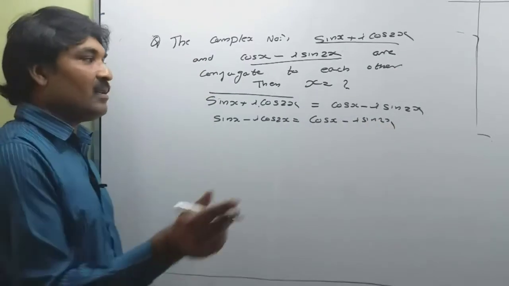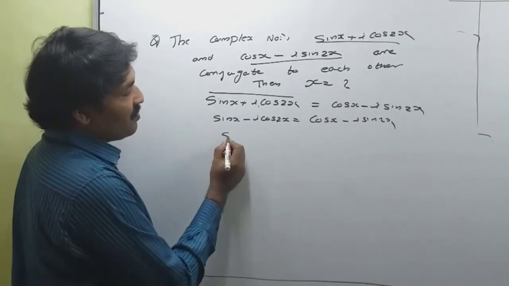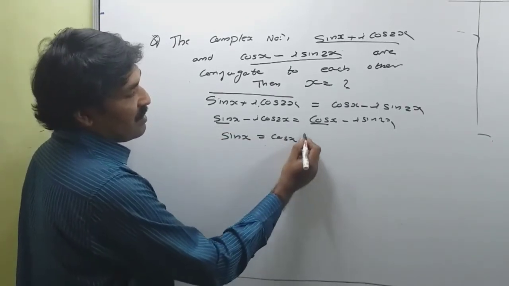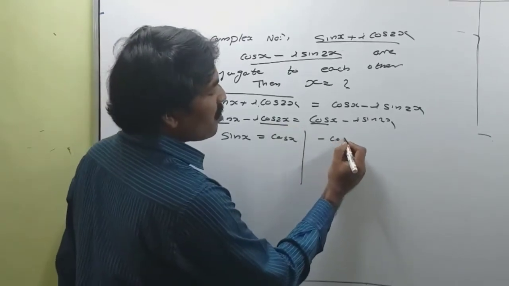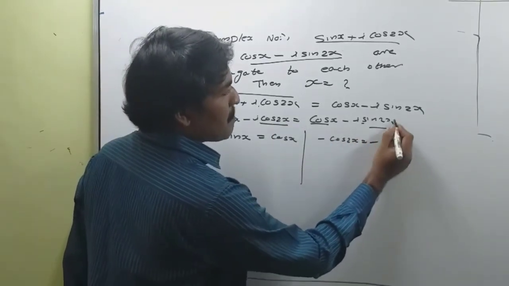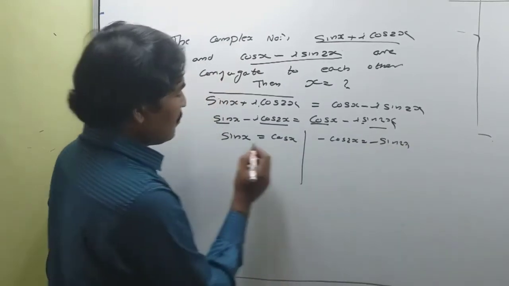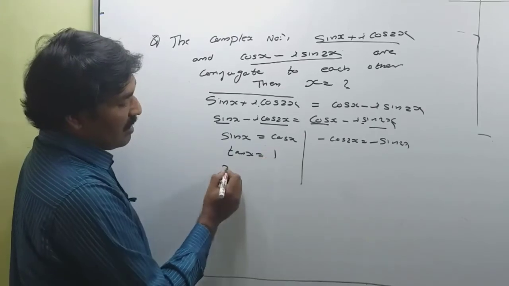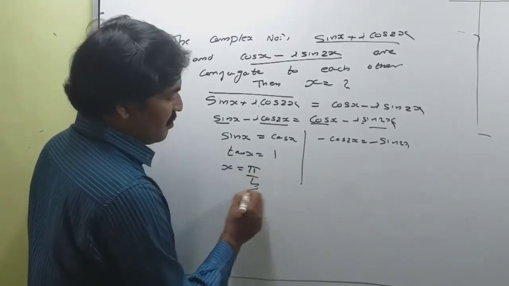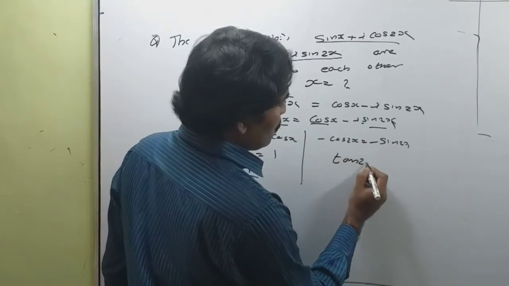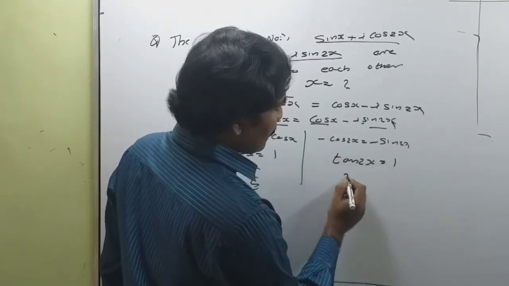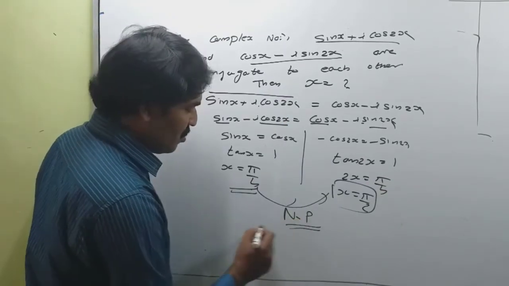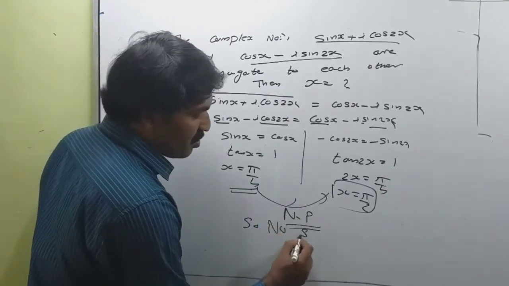Now comparing the real and imaginary parts. So this becomes sin x is equal to cos x and minus cos 2x is equal to minus sin 2x. This implies tan x is equal to 1 or x is equal to pi by 4. And 2x is equal to pi by 4 and x is not possible. So no solution.